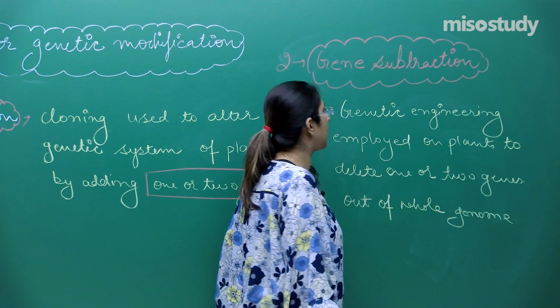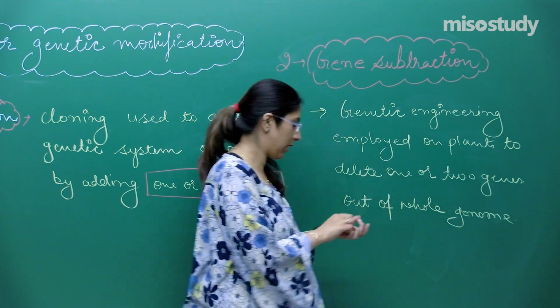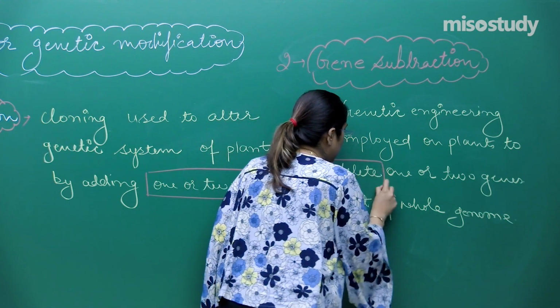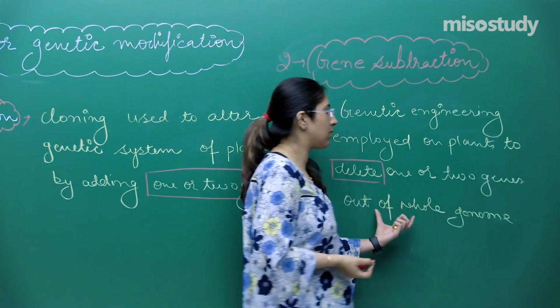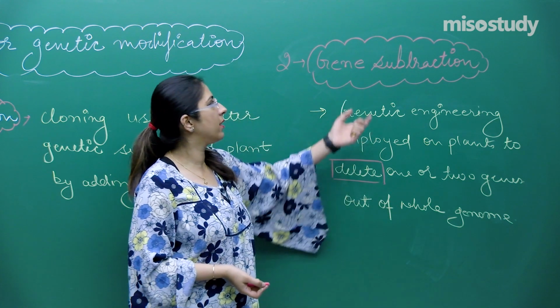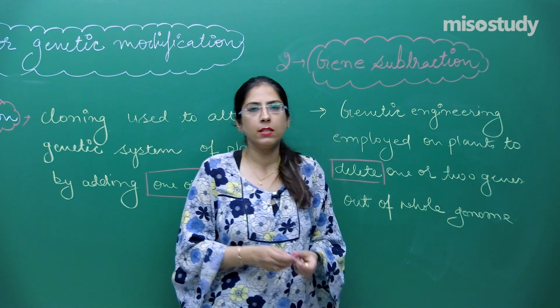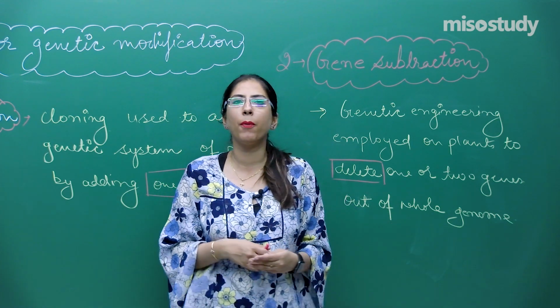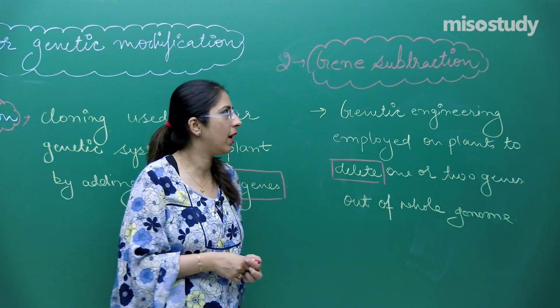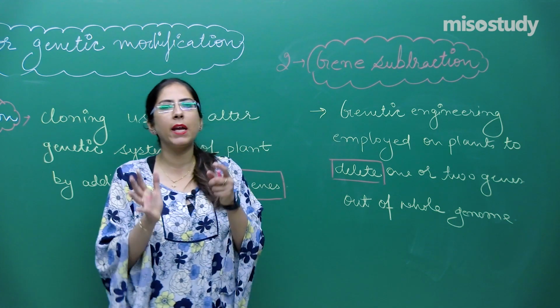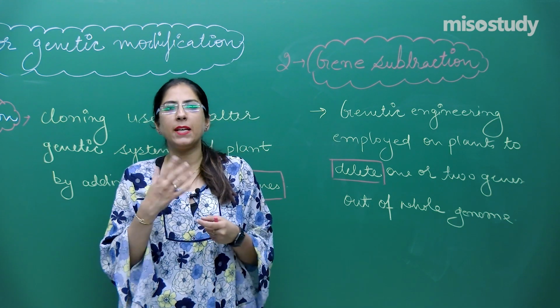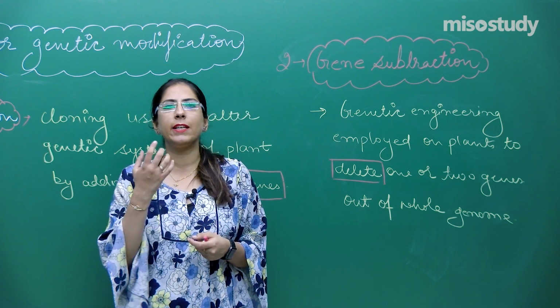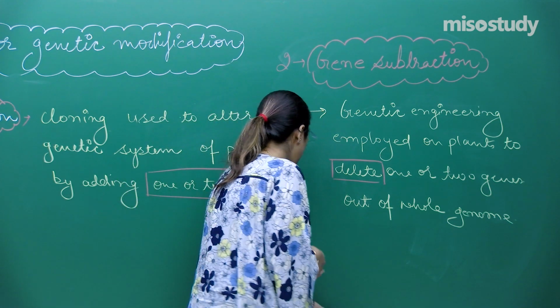So what we have done, we have deleted one or two genes out of the whole genome. This comes under gene subtraction, right? So we have added one or two genes and we have deleted one or two genes depending upon the need of that particular plant, so that we can make that plant pest resistant, or we can increase the yield, right?